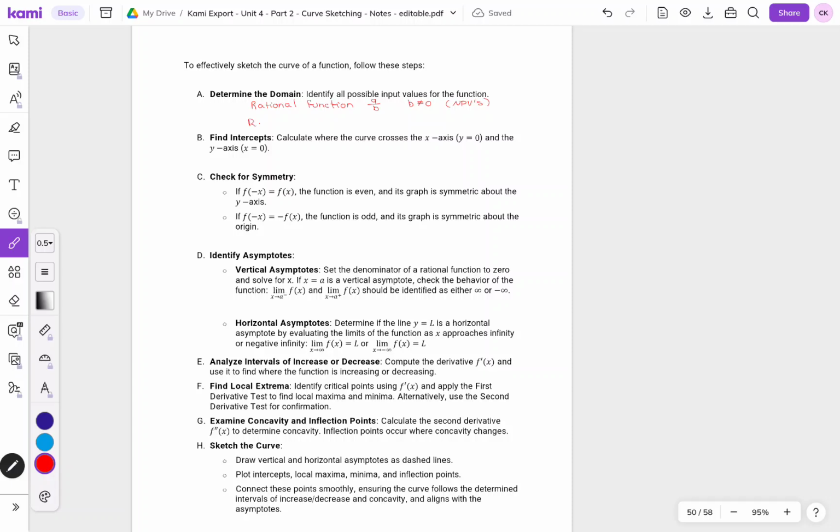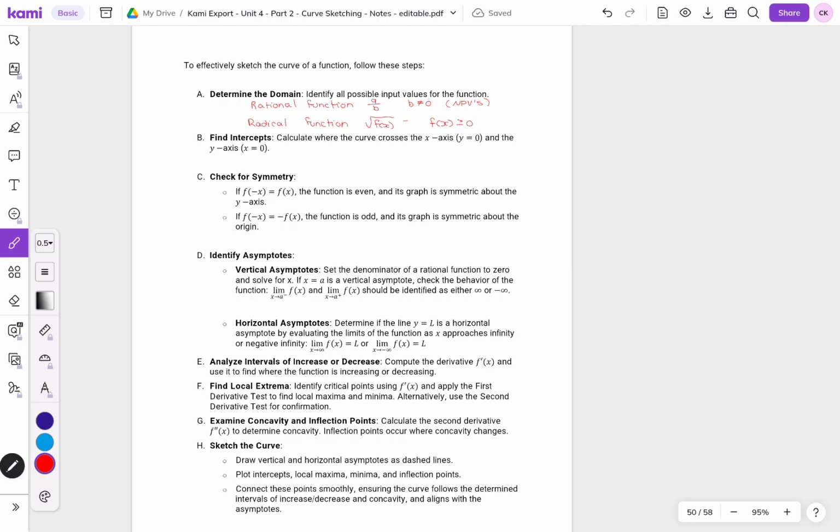Or it could be that we have a radical function. So the square root of f of x. And in this case, we have to make sure that f of x is greater than or equal to 0. So you always want to determine that domain first, because it's going to help narrow your vision of scope. You're not going to be looking at all real numbers if your domain only goes from 1 to infinity.